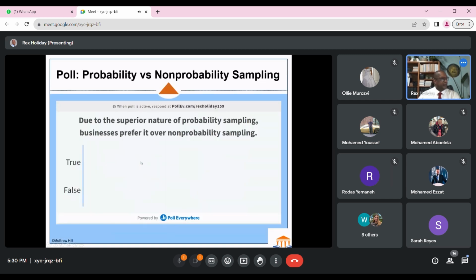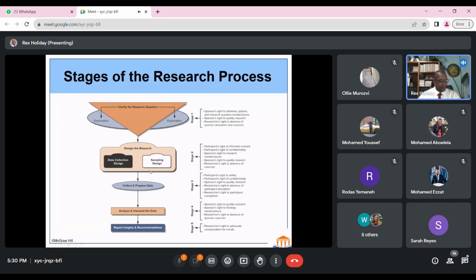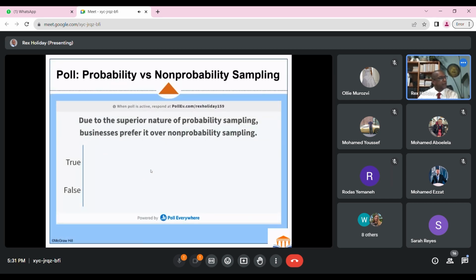All right, so let's go here. Due to the superior nature of probability sampling, businesses prefer it over non-probability sampling. Is that true or false? And remember, just really watch how that's worded. Due to the superior nature of probability sampling, businesses prefer it over non-probability sampling. Is that true or false?